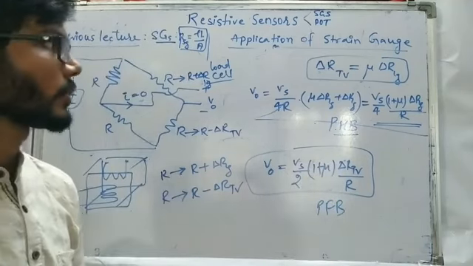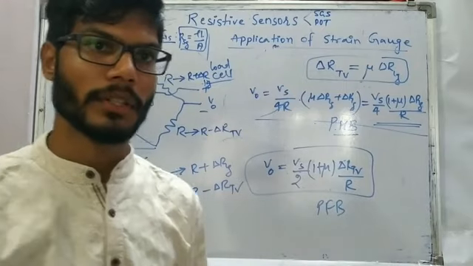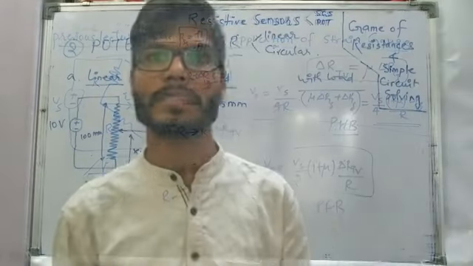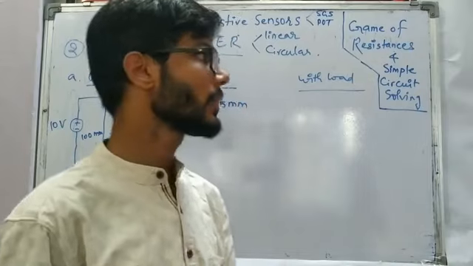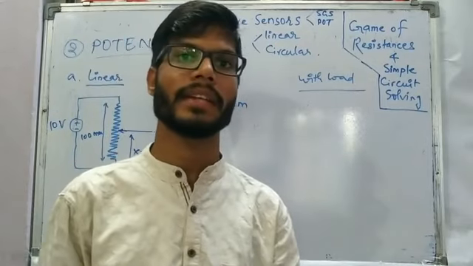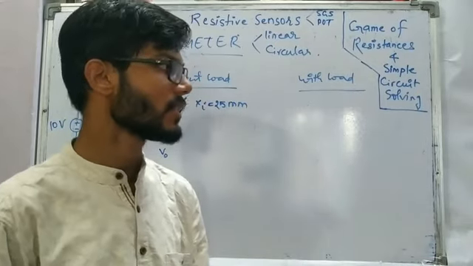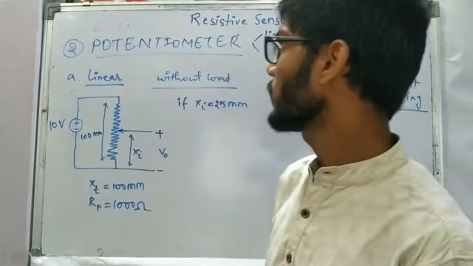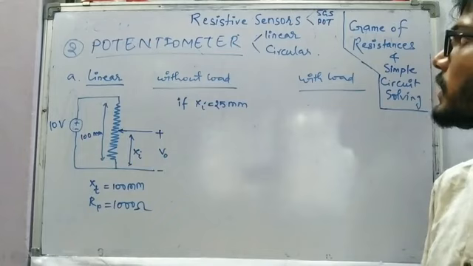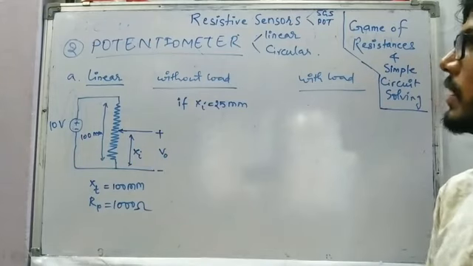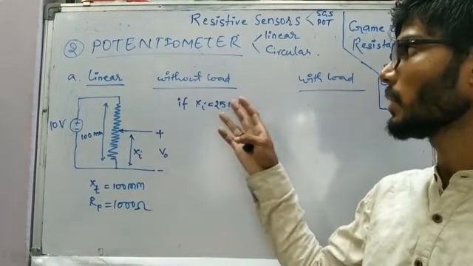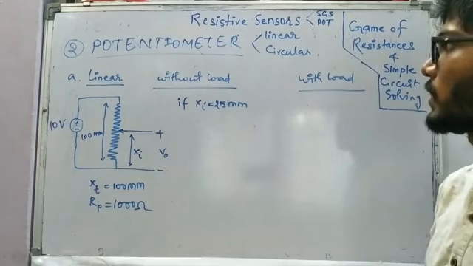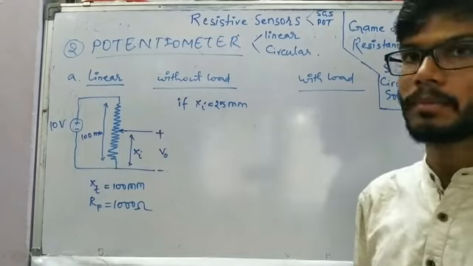And now we'll proceed further with the potentiometer. The potentiometer is a very simple topic, and instead of jumping into the derivations, we are going to play it as a game of resistances and simple circuit solving skills. In the potentiometer there are 2 types, circular potentiometer and linear potentiometer. And in the linear potentiometer we'll discuss both cases, without load and with load, with the help of a problem.